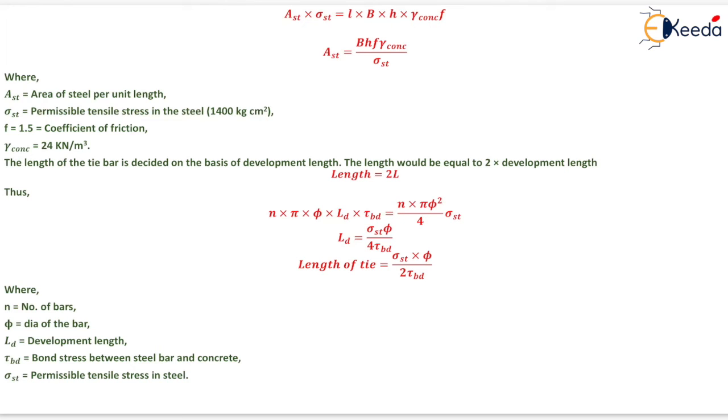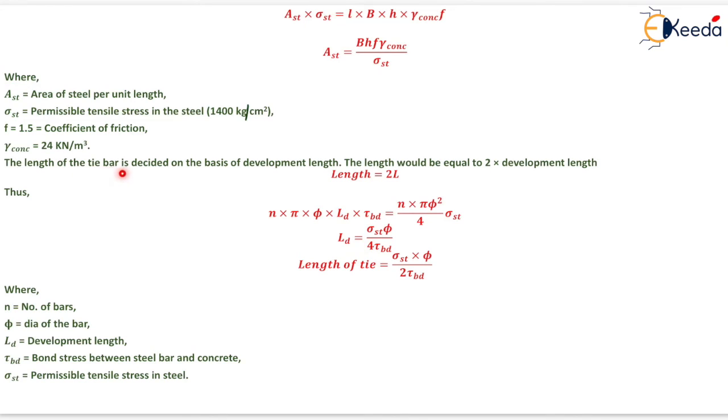from which Ast will be equal to b into h into coefficient of friction into gamma of concrete upon sigma st, where Ast is the area of steel per unit length, sigma st is the permissible tensile stress in the steel, that is 1400 kg per centimeter square. f is the coefficient of friction, which will be equal to 1.5. Gamma of concrete equals 24 kN per meter cube.